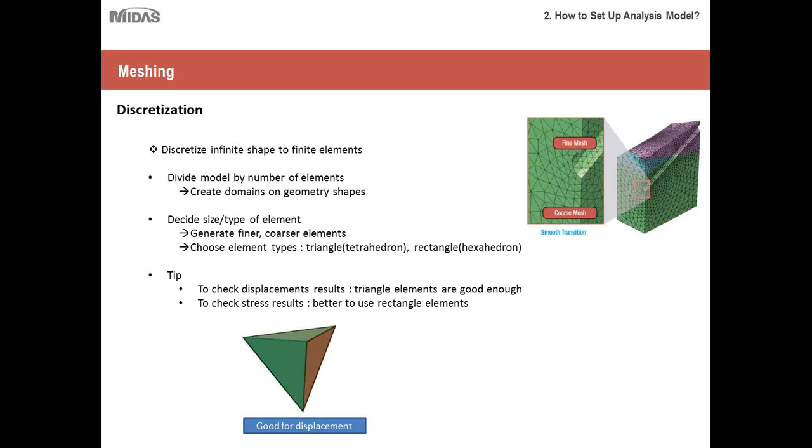But let's say your area of interest is to check stress results as well as displacements. For that, it is always better to use a rectangular element over a triangular element. And a rectangular element in 3D is called a hexahedron, and it looks like this. So I repeat, triangular elements are good for displacement, and hexahedrons or rectangular elements are good for displacements and stresses.